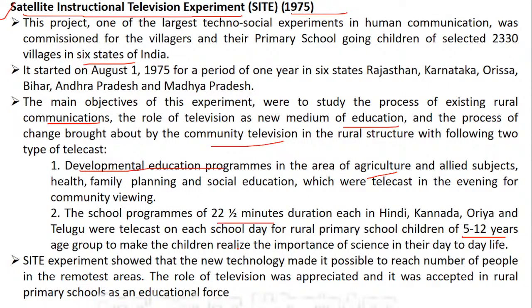If you realize it, what they are trying to tell is that they tried to focus on innovations in the form of research, so that they realize innovation, creativity, dynamism and research play an important role and have to be taken very seriously. So the experiment showed that the new technology made it possible for television to reach a large number of people even in remote areas. At the same time, it was appreciated and accepted in rural schools as an educational force.